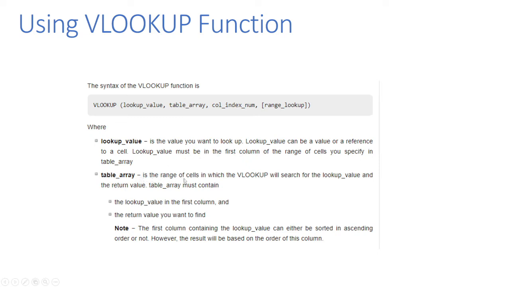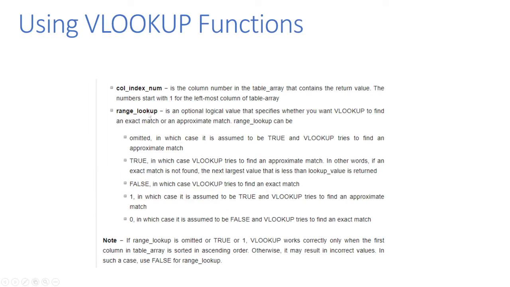Table array is the range of cells in which VLOOKUP will search the lookup value, and the table array must contain the lookup value in the first column, and the return value you want to find. The first column containing the lookup value can either be sorted in ascending order or not. However, the result will be based on the order of this column. Column index number is the column number in the table array that contains the return value. The number starts with 1 for the leftmost column of the table array.